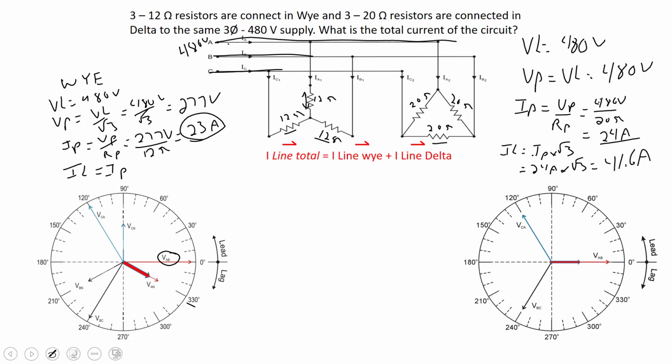I know that every time I have a balanced circuit, I can use my I line formula of I phase times √3, and that I line will lag I phase by 30 degrees. So let's go ahead and put our line current on there, down 30 degrees from our I phase. Good. Our I line is also plotted at 330 degrees, 41.6 amps. And this one here is 23 amps.